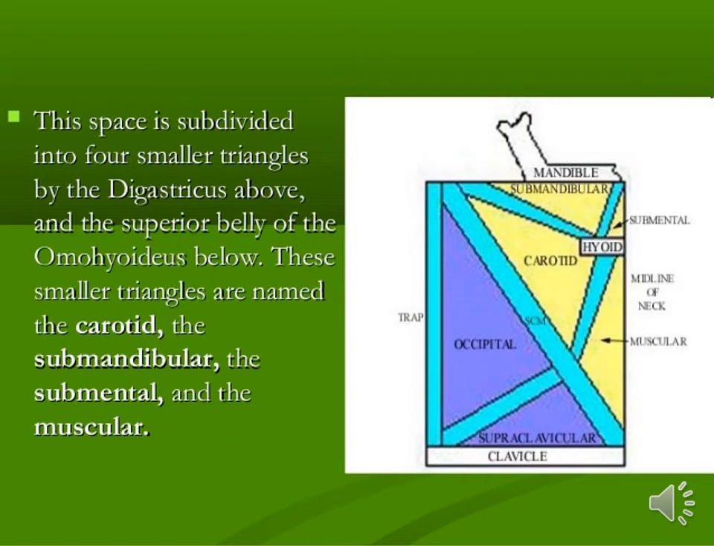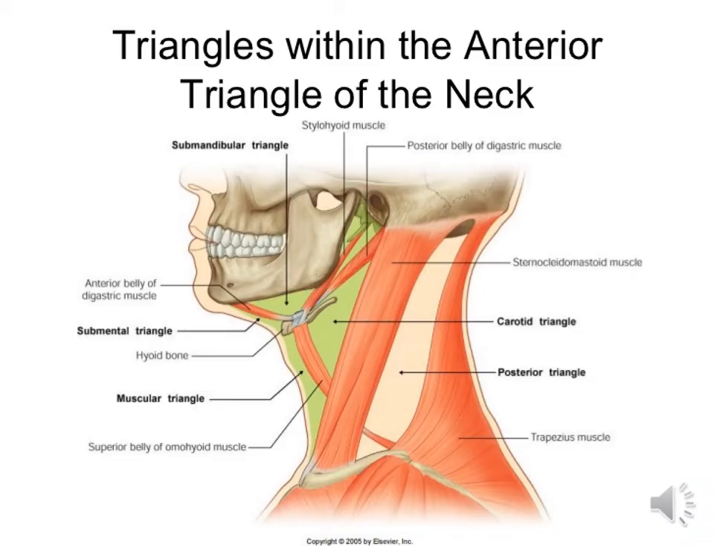This space is subdivided into four small triangles by the digastric above and the superior belly of the omohyoid below. These smaller triangles are named the carotid triangle, submandibular, submental, and muscular or visceral triangle. In the anterior triangle of the neck, we have, as said, four triangles: from above the submandibular and submental, and going down the muscular and the carotid triangle.